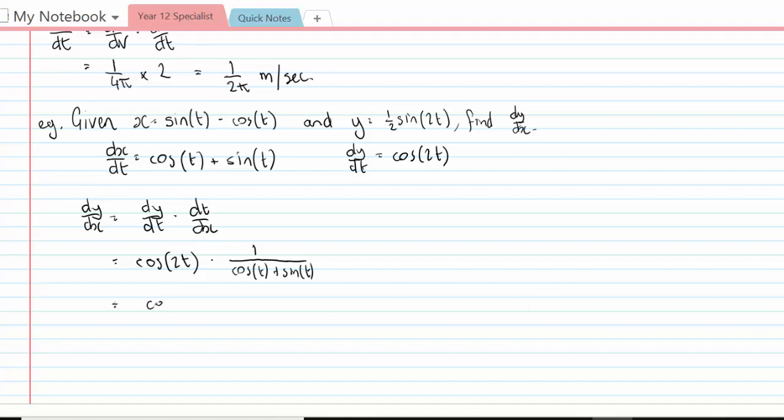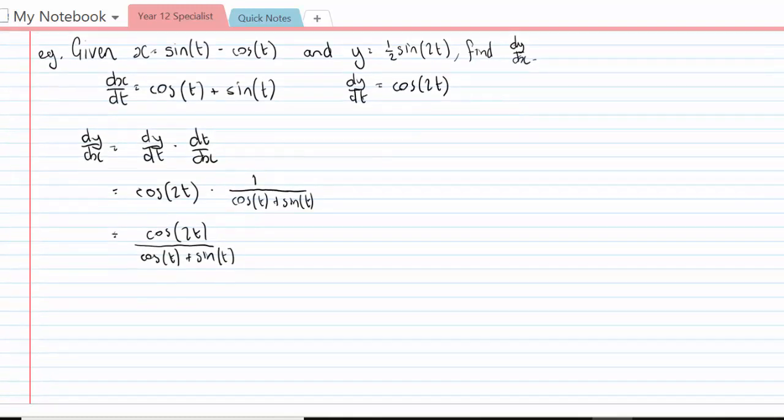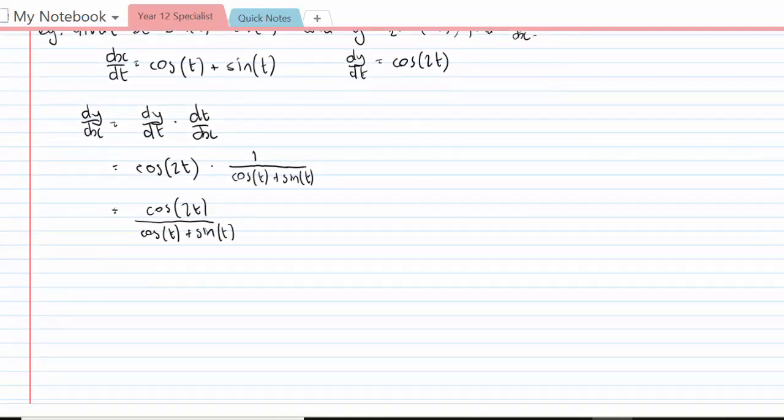So that just equals cos 2t over cos t plus sin t. And I think that should simplify because we've got cos 2t, which we can use our double angle formula. So that's going to be cos squared t minus sin squared t over cos t plus sin t.